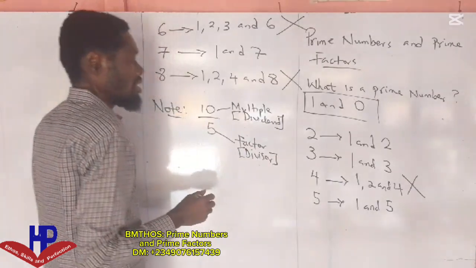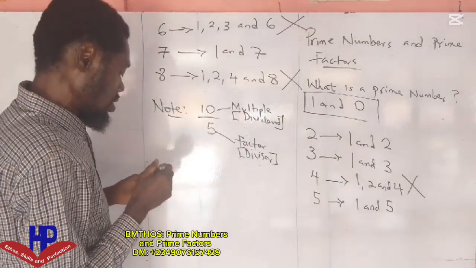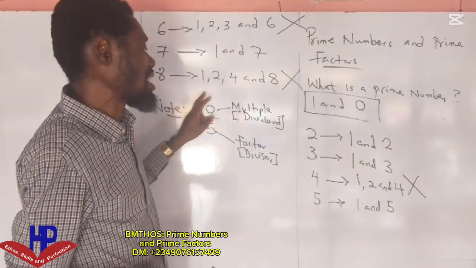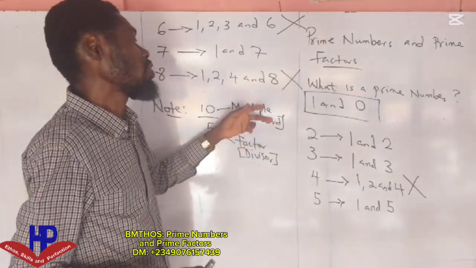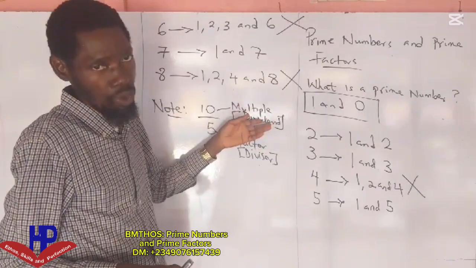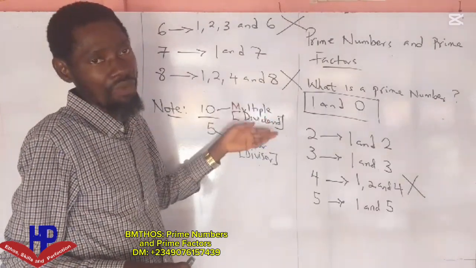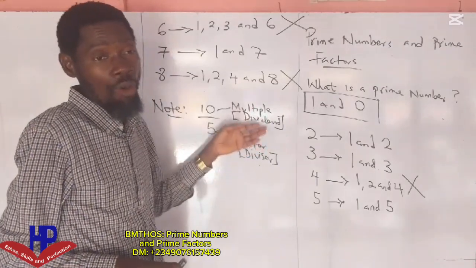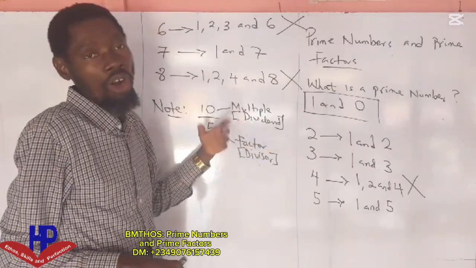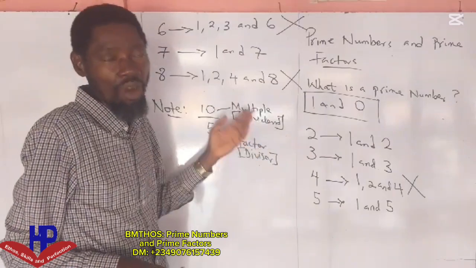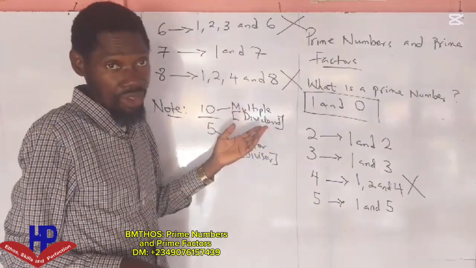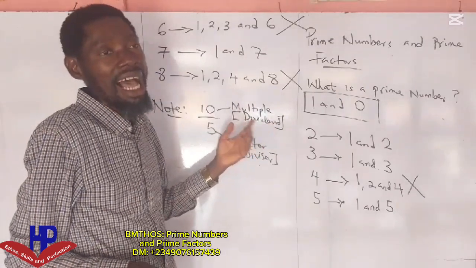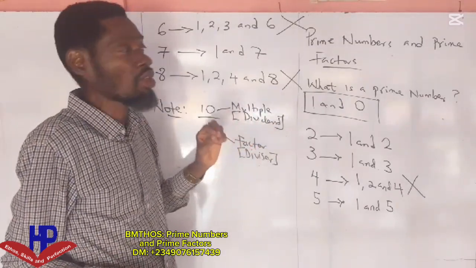Take note of that. All numbers at the top of a fraction are referred to as dividend numbers, but not all numbers are referred to as multiples. Why? Because there are some numbers you divide and the remainder will not be 0. The remainder will be 1 or 2 or 3. Those numbers are dividends, but they are not multiples. Numbers are called multiples if the factors of those numbers leave a remainder of 0. So take note of that.